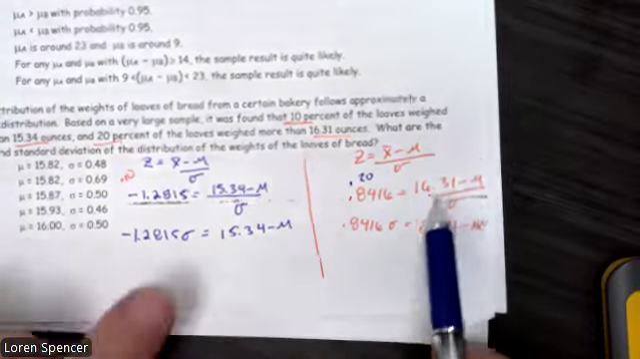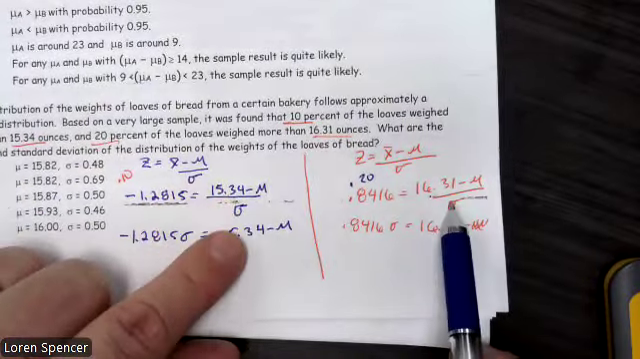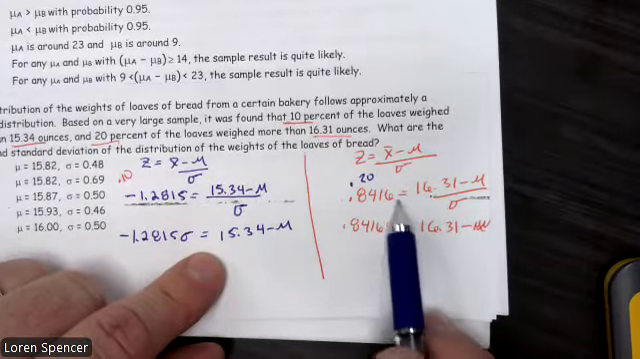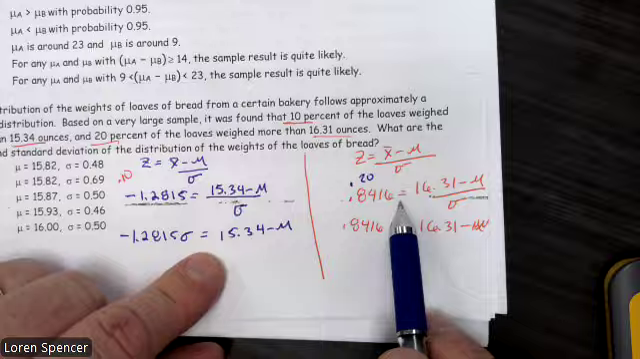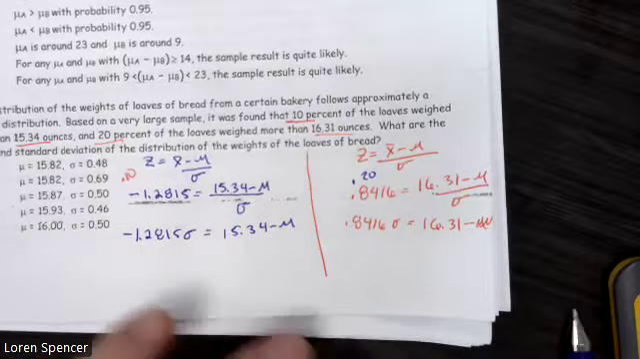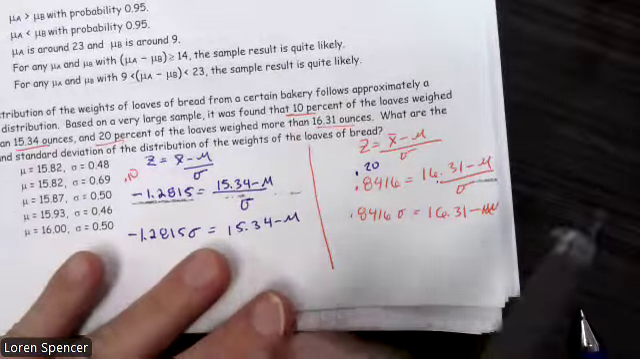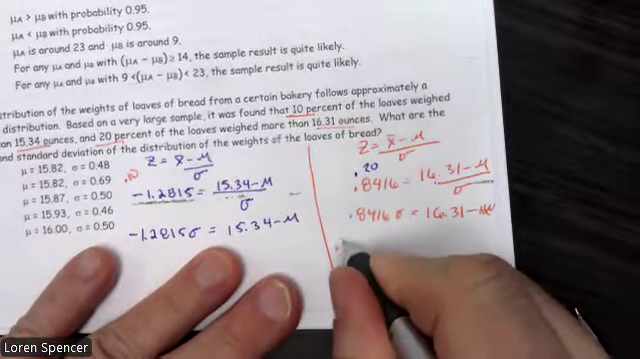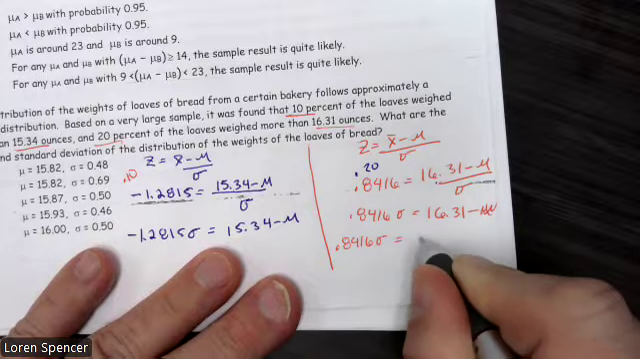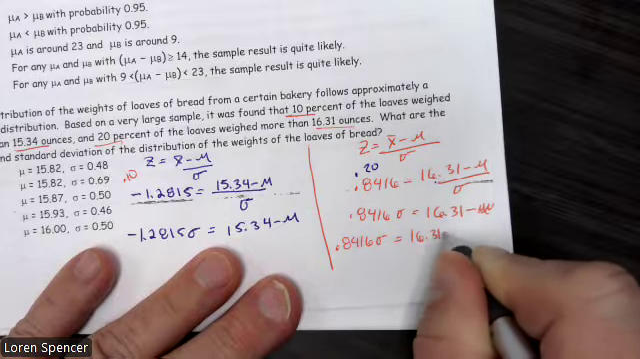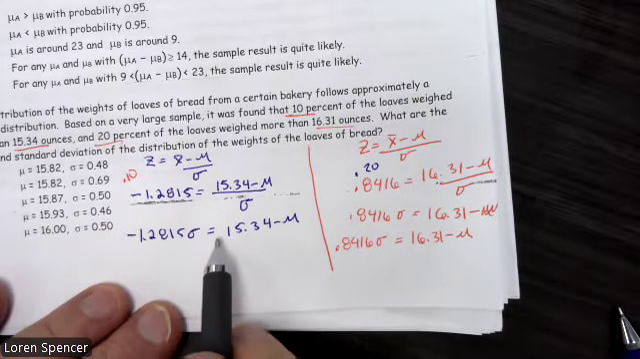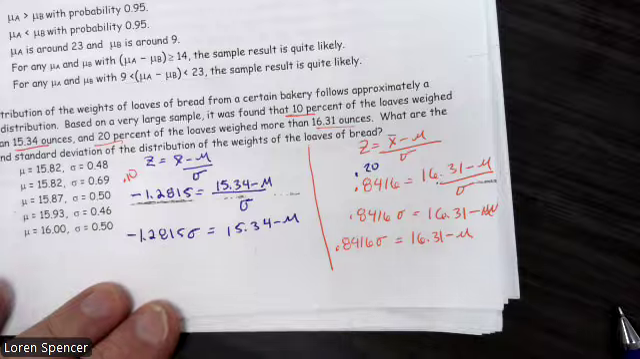Then I recognize, hey, I have two equations and two unknowns, so I can solve this by system. I reorganize this. I just multiplied by the standard deviation. I know that's not written very well, so I'll rewrite it. So that's 0.8416 standard deviations equals 16.31 minus mu. And this is negative 1.2815 standard deviations equals 15.34 minus mu.